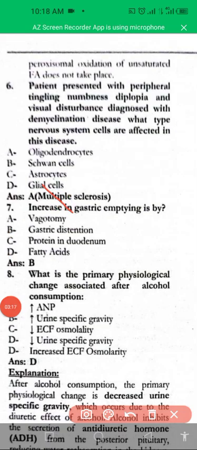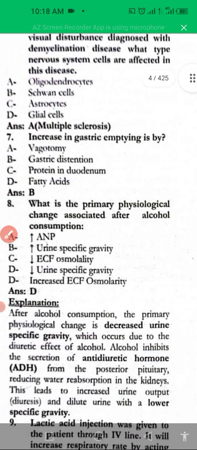Increase in gastric emptying occurs with the help of gastric distension. When there is gastric distensibility, an increase in gastric emptying will be there. What are the primary physiological changes associated with alcohol consumption? In alcohol consumption there will be decreased extracellular fluid osmolarity.